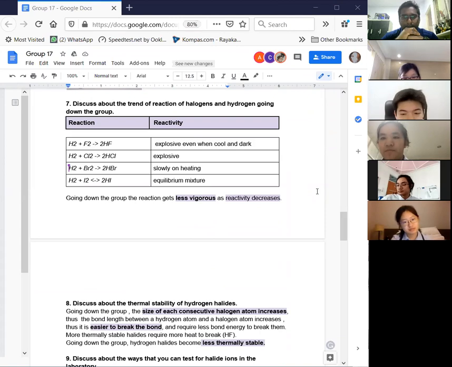As you can see from the table, when hydrogen reacts with fluorine, the reaction is explosive even when it is cool and dark. With chlorine, it is only explosive in sunlight; with bromine, it reacts slowly on heating; and with iodine, it forms an equilibrium mixture.